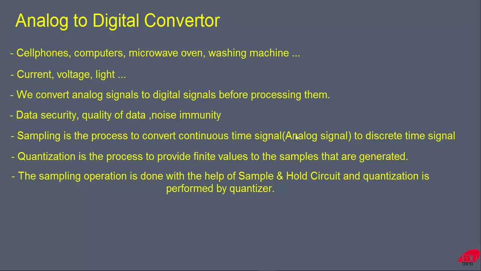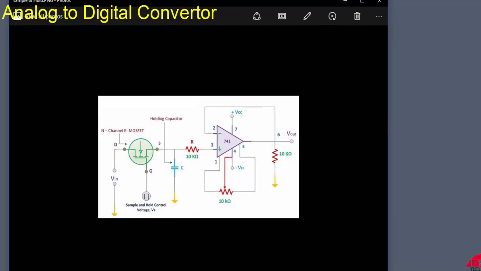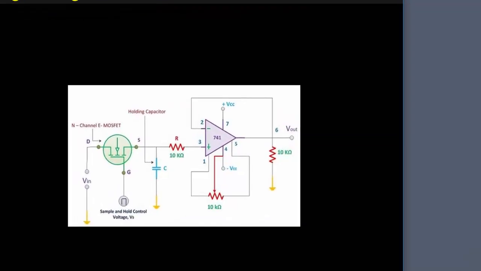So let us see what a generic sample and hold circuit looks like. On your screen you can see the sample and hold circuit. The working of sample and hold circuit can be easily understood with the help of working of its components. The main components which a sample and hold circuit involves are an N-channel E-MOSFET, a holding capacitor to store the charge, and a high precision operational amplifier.